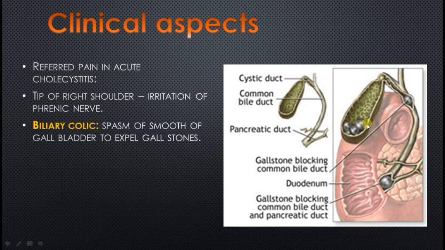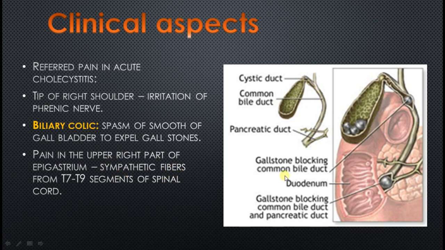Biliary colic is spasm of the smooth muscle of the gallbladder. If there are stones in the gallbladder, it wants to expel the bile, so there are contractions as the stone passes through the duct, and you feel extreme pain, which is called biliary colic.